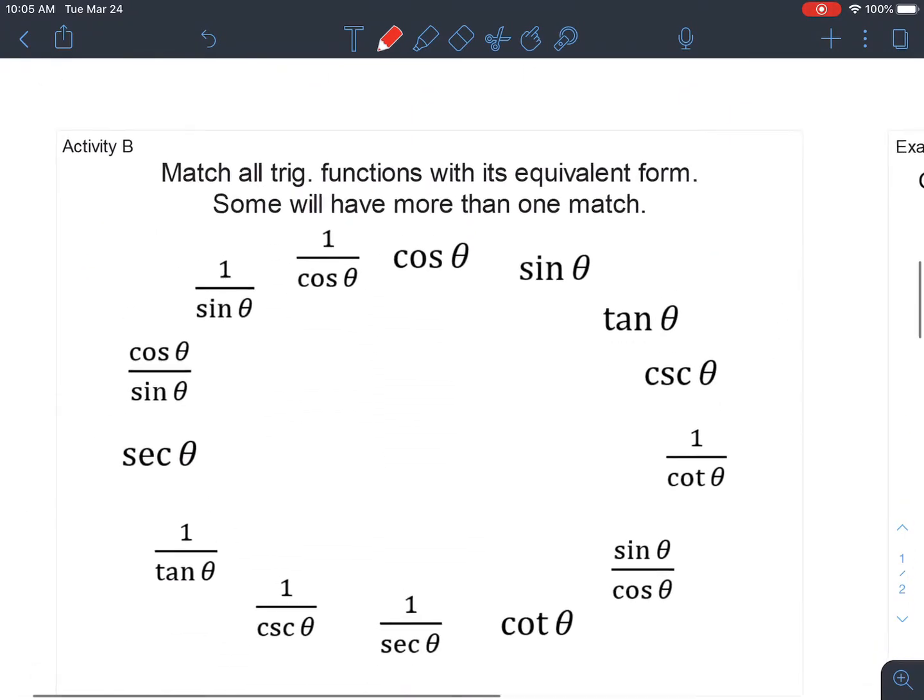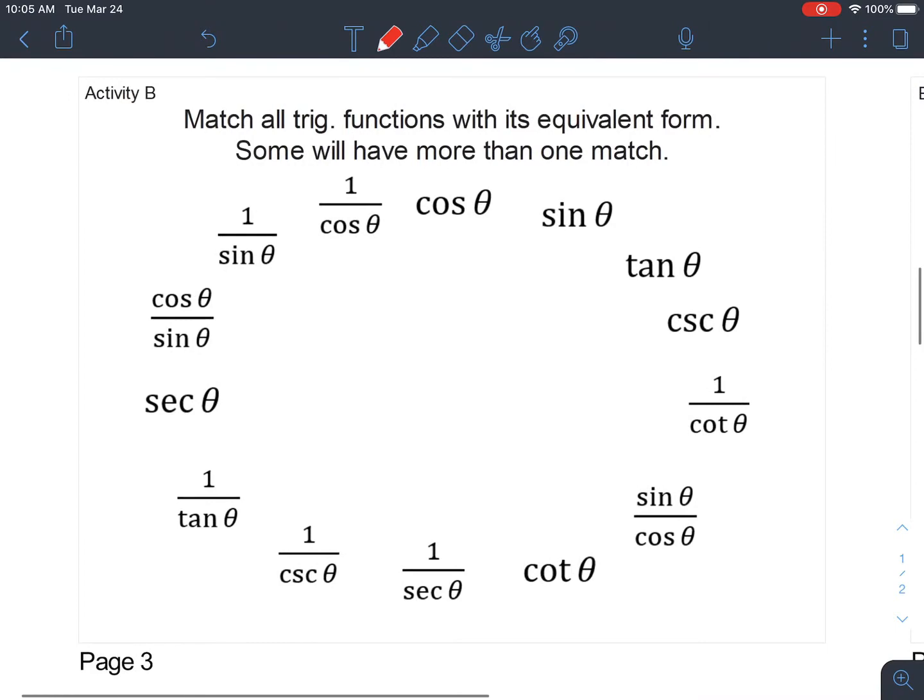All right, now this one's going to be a little bit harder. Match all the trig functions with its equivalent form. So you've got the reciprocals, but then there's also some alternate forms. And note this second line, some of these are going to have more than one match. So go ahead, pause the video, again start matching up everything. When you are done, start the video again and I'll give you the answers.